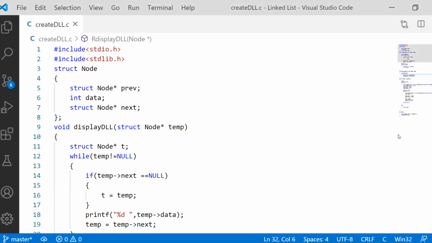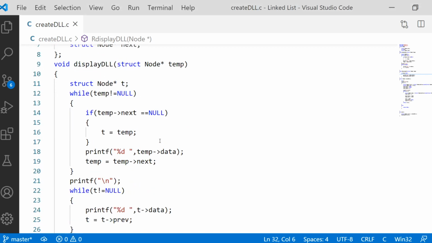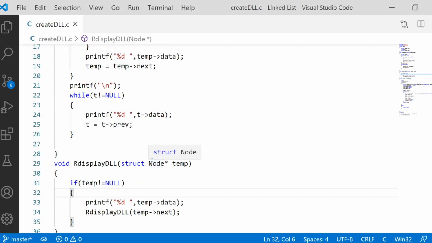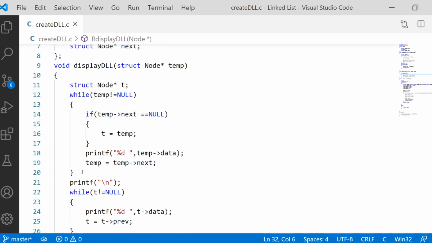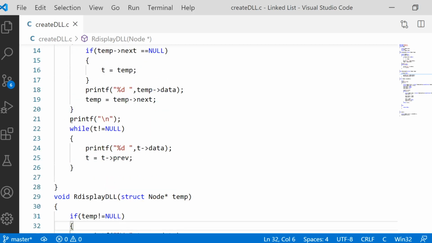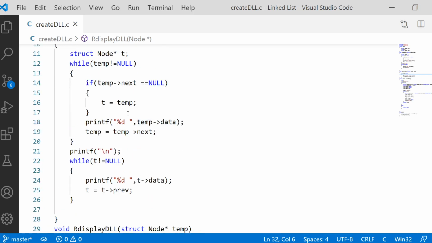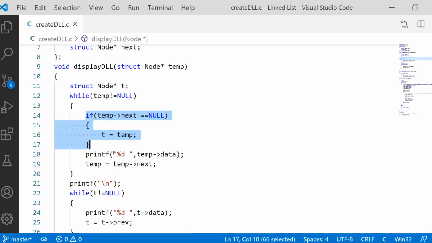We already have the code, and first of all we will finish up with the iterative display function, and then we will move to the recursive function. I think for testing purposes only we added the second part. So we will stop with the first part. This thing is also not required. These three lines are also not required. We will go only with the forward.